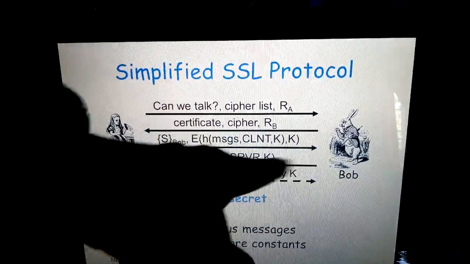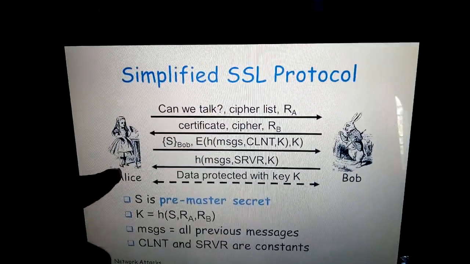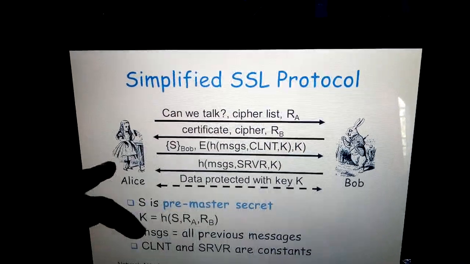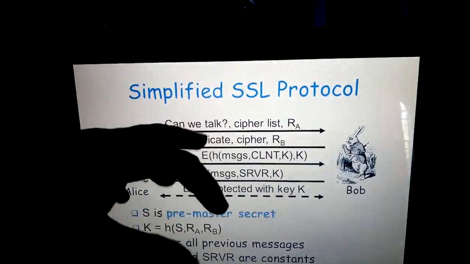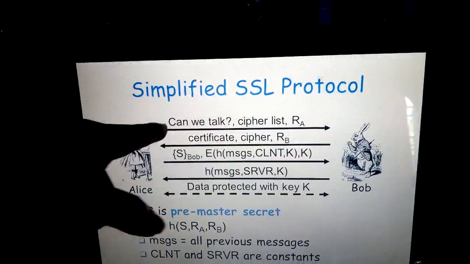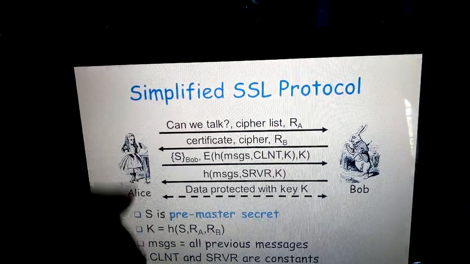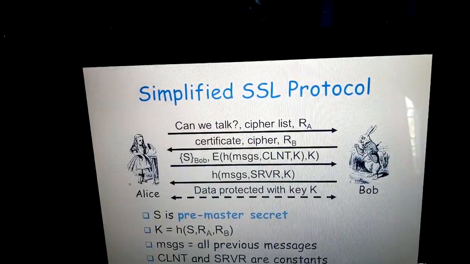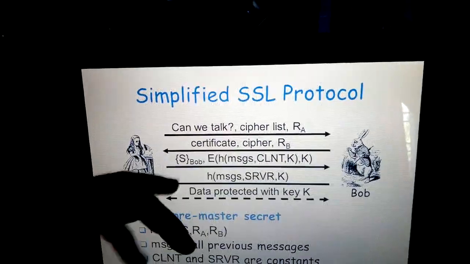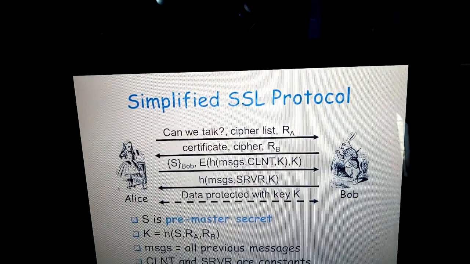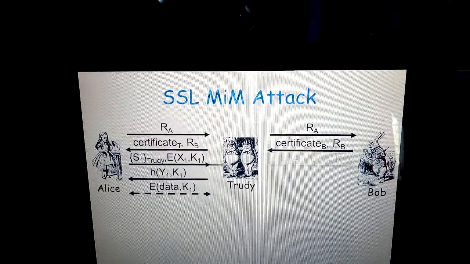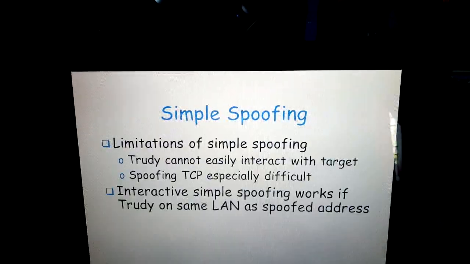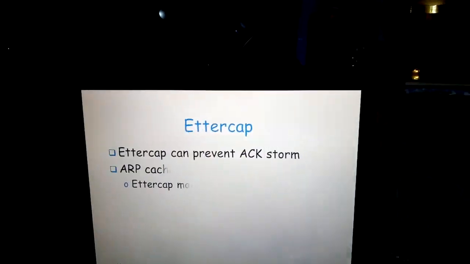Here we can find two different types of persons. One is Alice and the second one is Bob. Whenever Alice wants to communicate with Bob, there we can find different types of steps, starting from trying to establish some physical connection between source and destination. So that is the working nature of the SSL protocol.